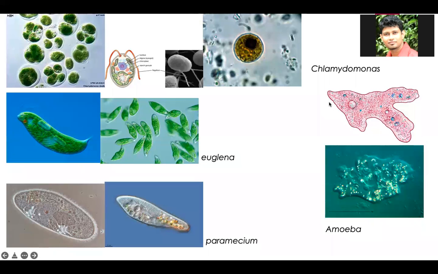Okay, so these are some enlarged or microscopic pictures which are taken from a light microscope. Chlamydomonas, these names, you don't need to remember them, but just showing. This is Chlamydomonas. This is amoeba. Chlamydomonas, amoeba, paramecium, euglena. These are some microorganisms.